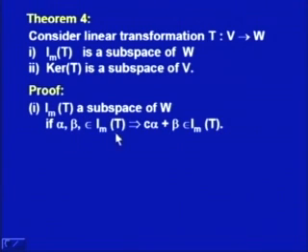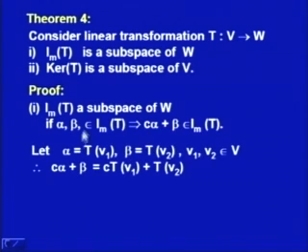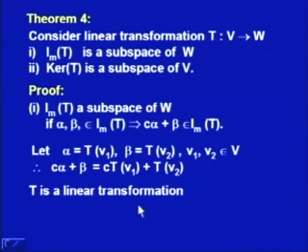So, we consider alpha and beta belonging to image T. Since they belong to image T, that means there must be some V1 in the set V so that alpha is equal to TV1 and some V2 in V so that beta is equal to TV2. So, let us consider alpha and beta in this way. So, C alpha plus beta is equal to C of TV1 plus T of V2, and since T is a linear transformation, C alpha plus beta is equal to T of CV1 plus V2. Now, V is a subspace, therefore, CV1 plus V2 will also belong to V.